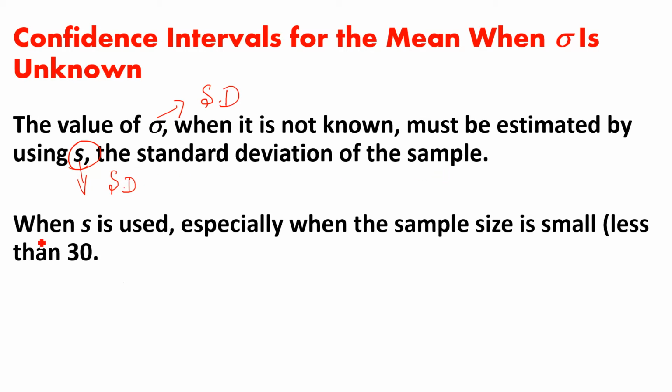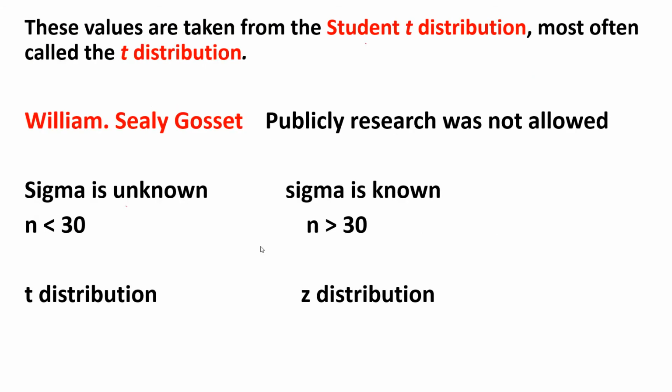So simple. And when S is used, especially when the sample size is small or less than 30. So in our case, when sigma is unknown, usually we take a sample size which is less than 30. This is also called the student T distribution or only T distribution, because we use the T table.